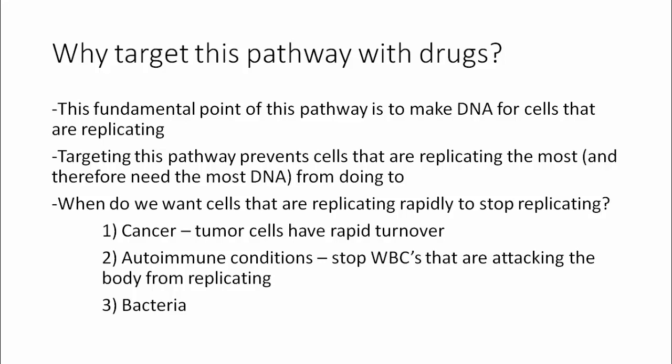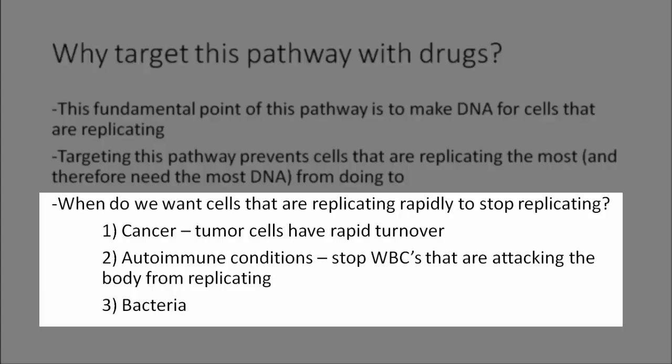If you'll remember, the fundamental point of this pathway is to make DNA for cells that are replicating. So if you target this pathway, you'll be specifically preventing cells that are replicating the most from doing so. So why do we want to stop cells from replicating? Well, in the first place, we want to target cancer cells. Tumor cells have rapid turnover and they're replicating out of control. So if we can prevent those cells from making new DNA to replicate, then we can theoretically target tumors.